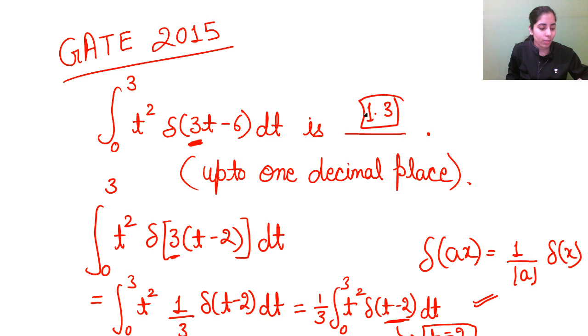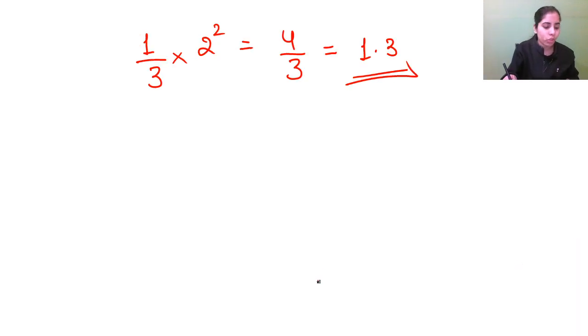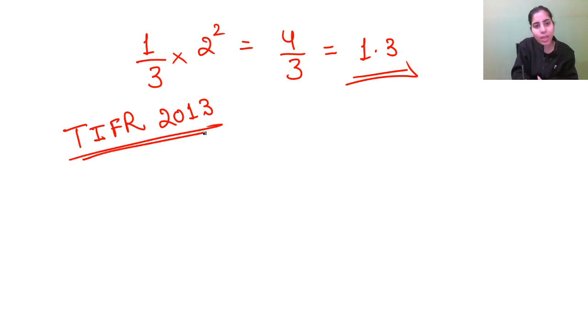Next question is related to TIFR exam. What is this question? Let me just tell you. It is from TIFR 2013 exam. The question is... and these questions just provide us the idea of how they can ask us to find something, or what can be the form given to us, related to Dirac Delta function. So we need to observe the type of question to get the ideas.